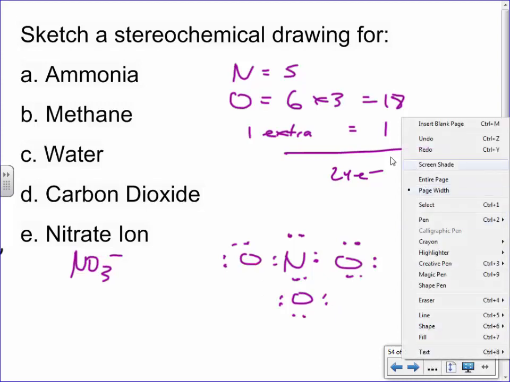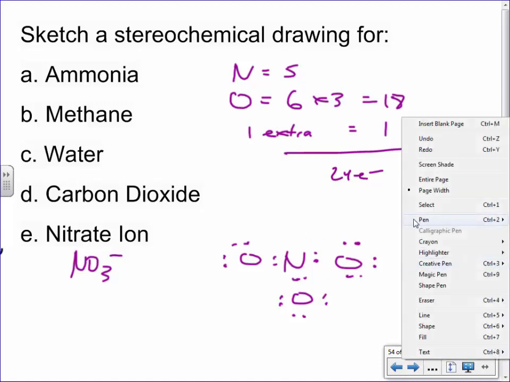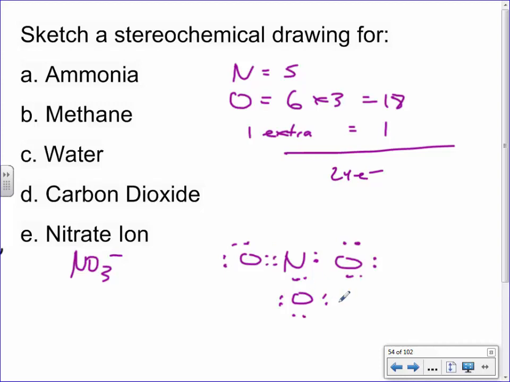How do we get this thing to still fit the octet rule with only 24 electrons to work with? See this lone pair that's sitting up here? Let's ditch that lone pair right there, and let's make it a double bond in this spot here instead. I believe I've still used 24 electrons.